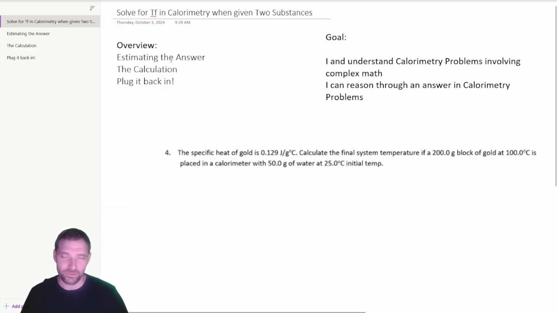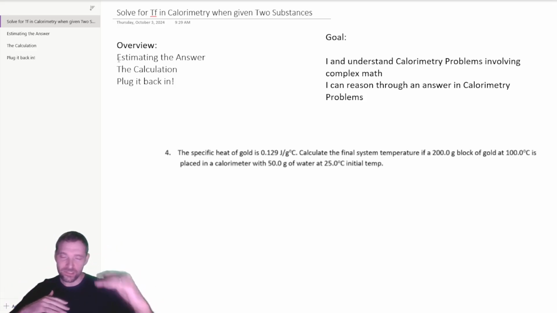Sometimes plugging in numbers, your algebra is going to get messed up, like you're going to mess up one of the signs or forget it. It's really, really common. So we're going to focus on estimating the answer as well as plugging it back in before and after doing the calculation to actually see what makes sense. So there'll be a little bit of a concept overview when we're doing the game plan.